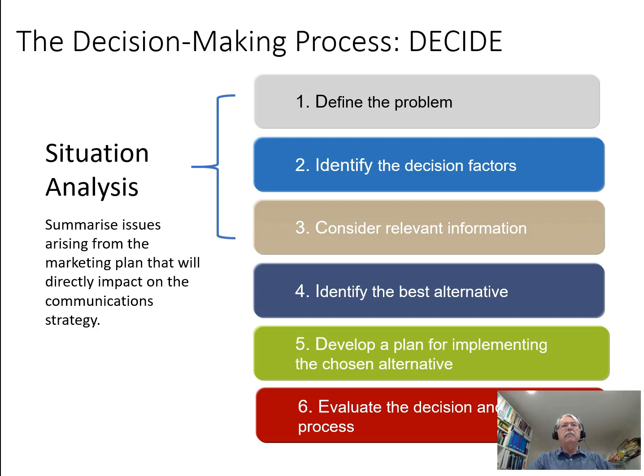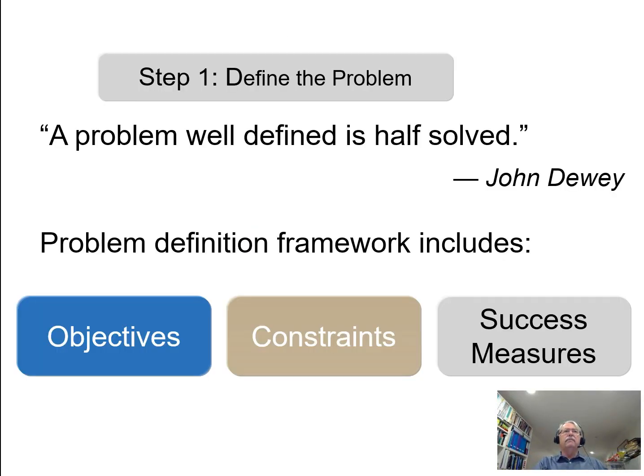Let's look at the decision-making process overall, and we have 6 steps. And the situation analysis only relates to the first 3. First of all, defining what the communication problem is, identifying the decision factors, number 2, and also number 3, considering the relevant information. In terms of the overall decision-making process, steps 4, 5, and 6 really go to the intent of developing the strategy in much more detail. But for our purposes here, the situation analysis only covers the first 3 steps.